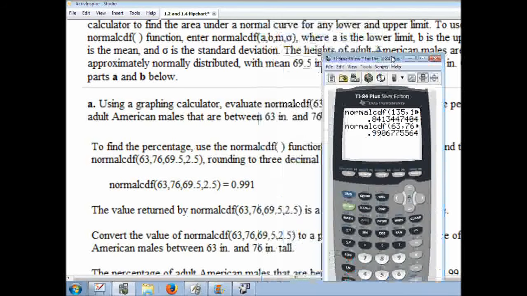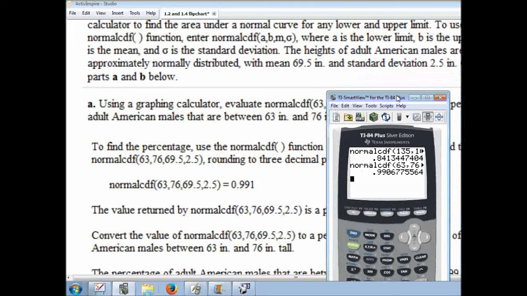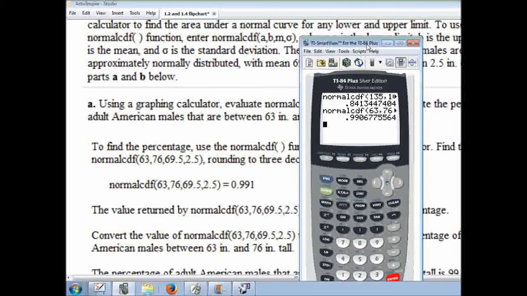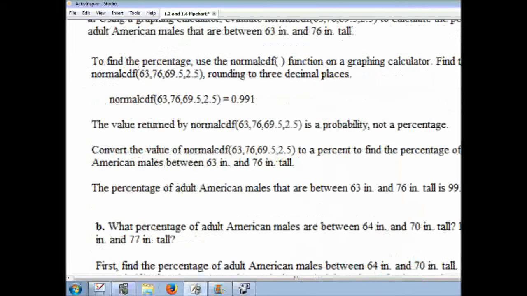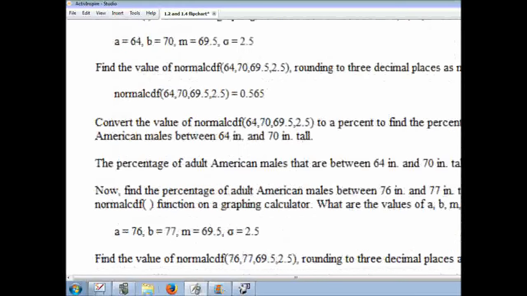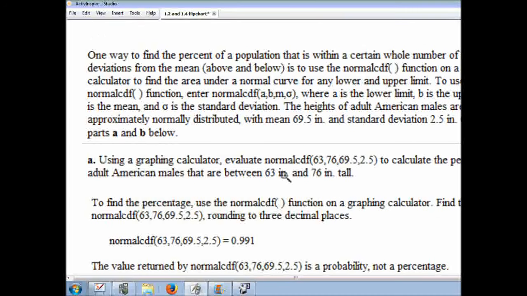So it's saying roughly 99% of adult American males are between 63 inches and 76 inches in height. So any one of the problems we've just done in the last few minutes could have been done on this calculator with this normal CDF feature. There's a bunch more practice problems here. So anyway, that's the lesson.